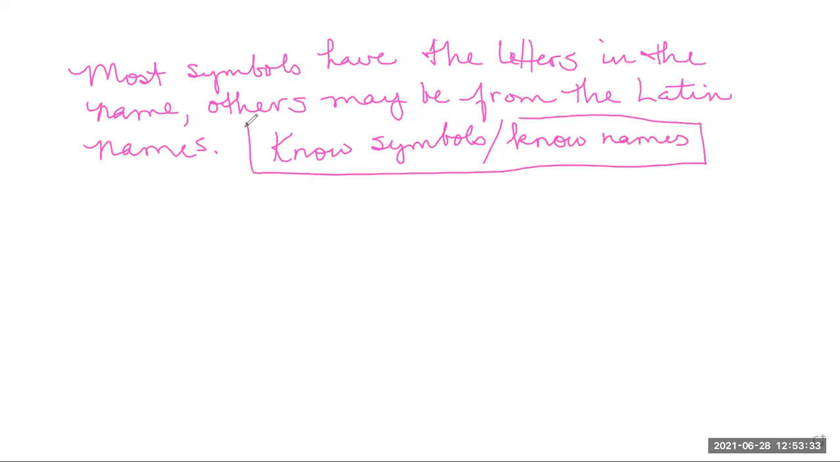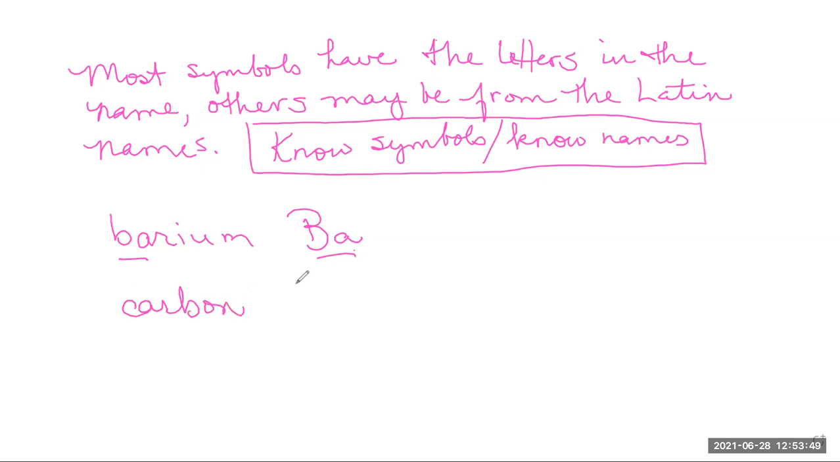All right, so let's give you some examples. Barium, the element barium, has an abbreviation of Ba. Well, first two letters, that's pretty common. Since carbon is C, then chlorine can't just be C because that's carbon. So they take Cl for chlorine.